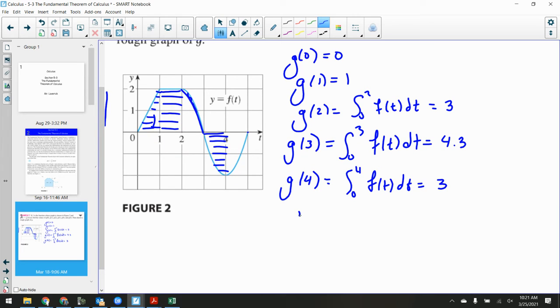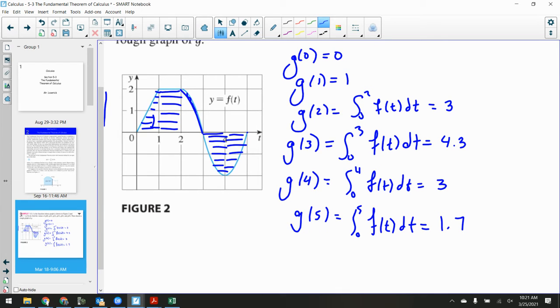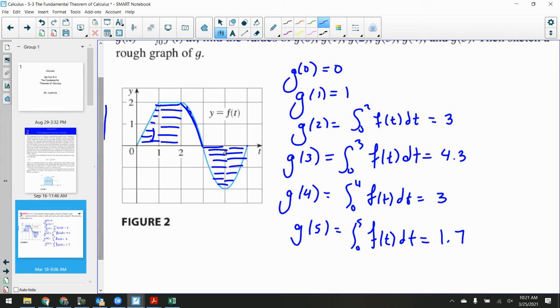So g of 5 now, the integral going from 0 to 5 of f of t dt. Well, it looks like that's going to give me another 1.3, if I'm going to estimate it to be 1.3 in the negative direction, right? So therefore, I went 3, total net value of 3. I decrease it by 1.3. Looks like it's about 1.7. Do you see how I'm finding area, but I'm really giving myself inputs and outputs? g of 0 is 0. g of 1 is 1. g of 2 is 3. g of 3 is 4.3. g of 4 is 3. g of 5 is 1.7.